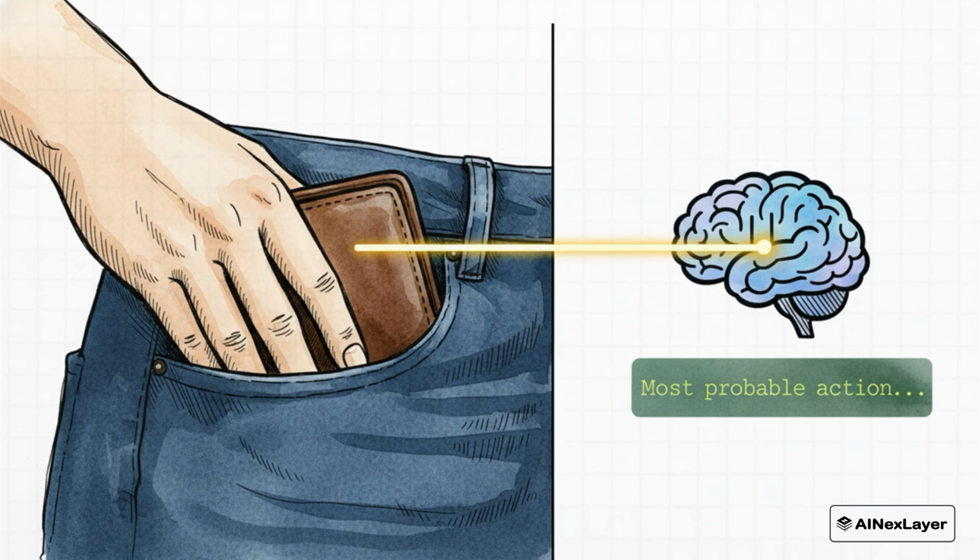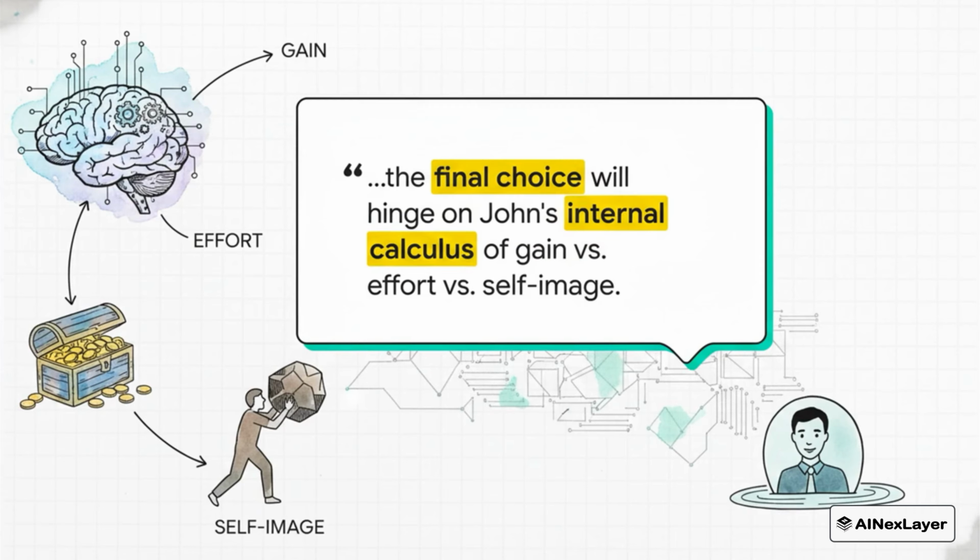Okay, the model has made its call, and it's pretty direct. Most probable action. Based on the facts, John will pocket the money. No beating around the bush, just a conclusion based on the evidence we gave it. But this is the part that's really wild. It didn't just give us an answer. It explained its reasoning, saying that the final choice will ultimately hinge on John's internal calculus of gain versus effort versus long-term self-image. I mean, come on. That is an incredibly sophisticated, almost human-like way of looking at the problem.